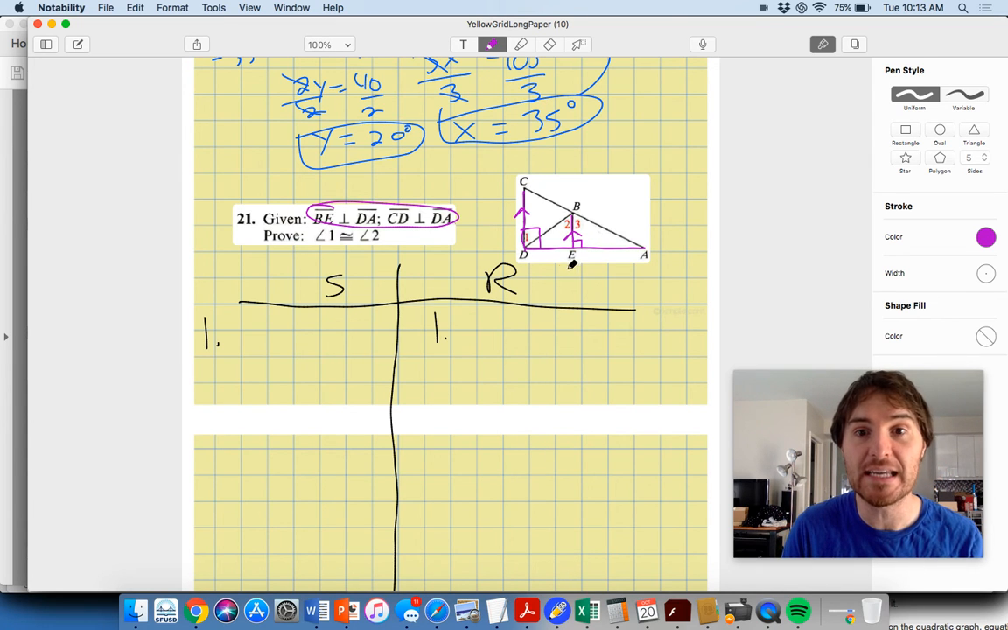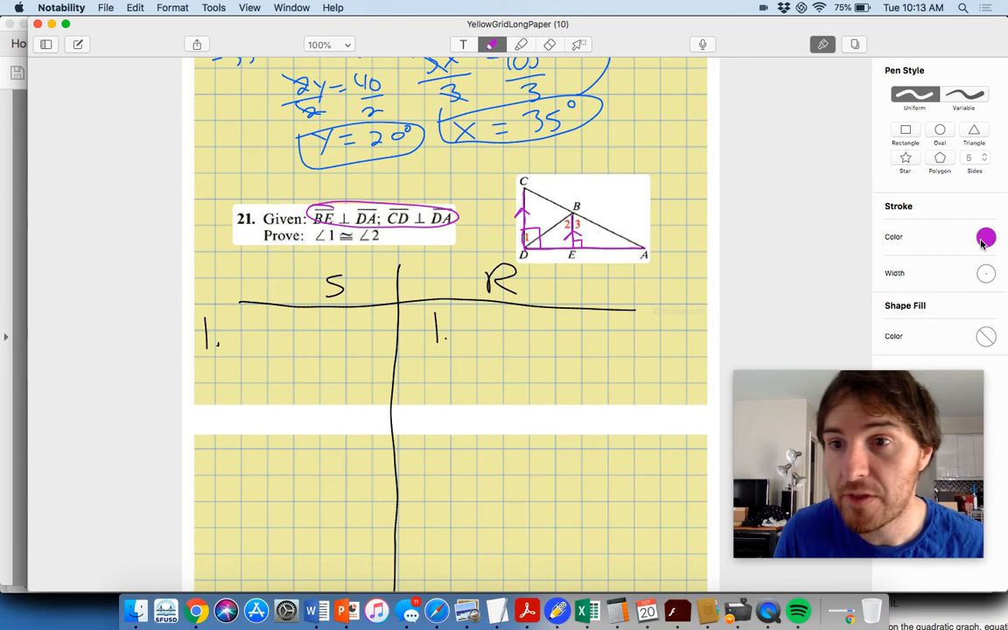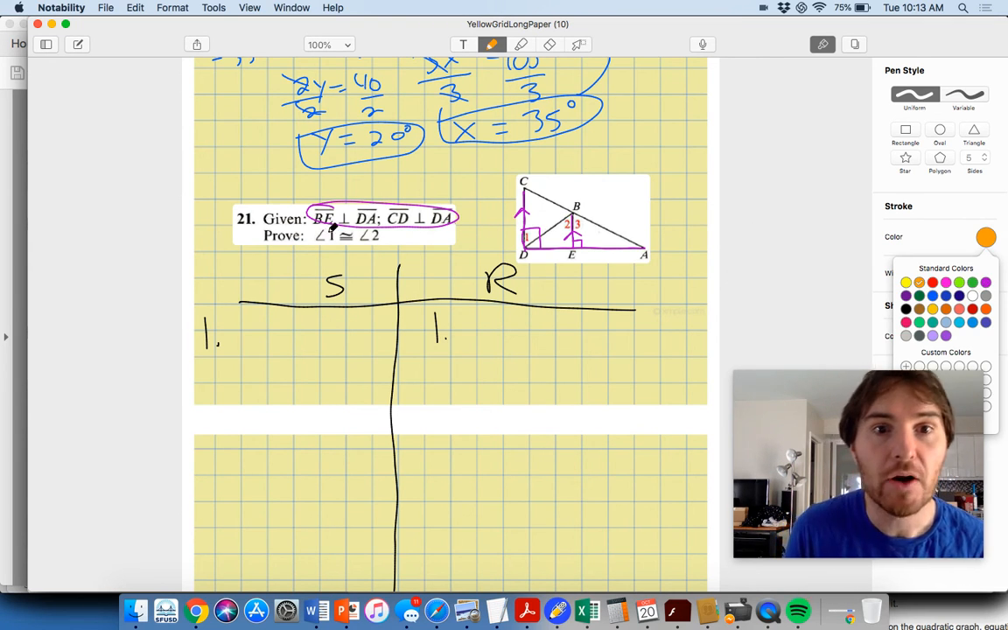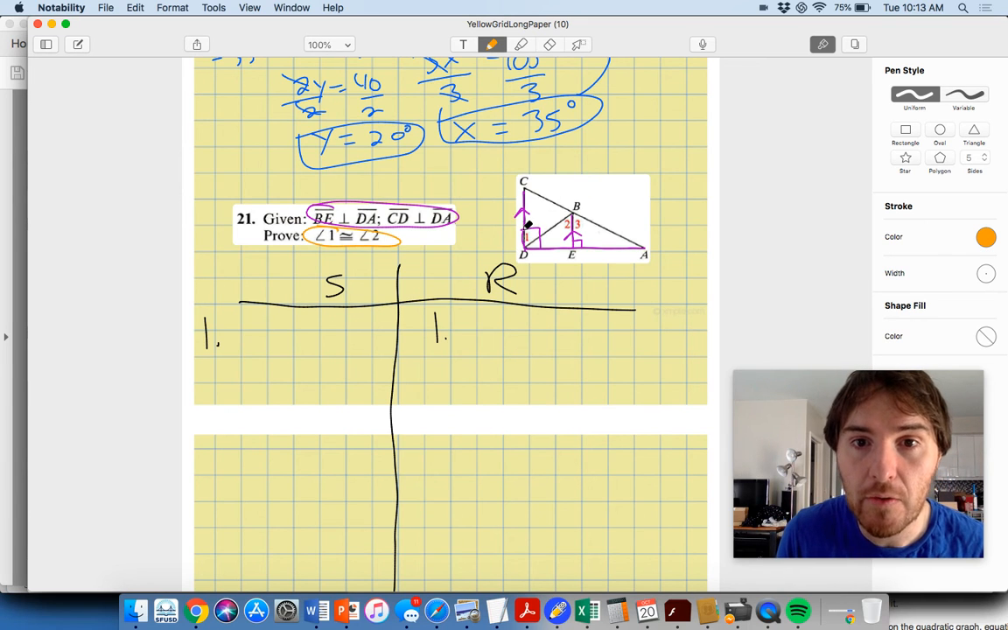Is that we're going to prove CD and BE are parallel, and that's going to help us. Our goal here, now let's work backwards. What's our goal? Our goal is to say that angle 1 and angle 2 are congruent, and I'll put a question mark. We're going to work towards that, and I think we can do that, right?